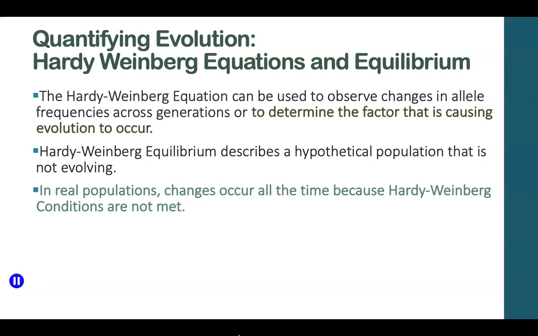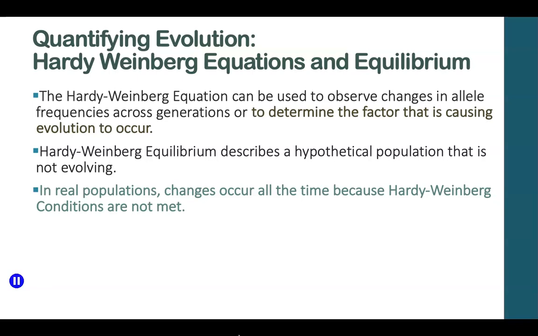We've been talking about the causes of evolution, but how do we know when evolution is actually happening? Well, if we can collect some sort of data, get some sort of numbers to explain what's happening in a population, then we can define when we think evolution is actually occurring. So we defined evolution as a change in allele frequencies over time.